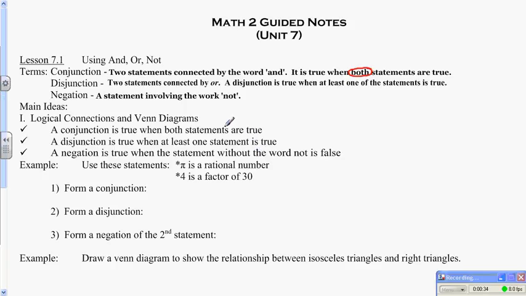A disjunction, however, is combined by the word or. A disjunction is true when at least one of the statements is true. So one of them can be false and you're still okay. Not as picky. Negation involves the word not.